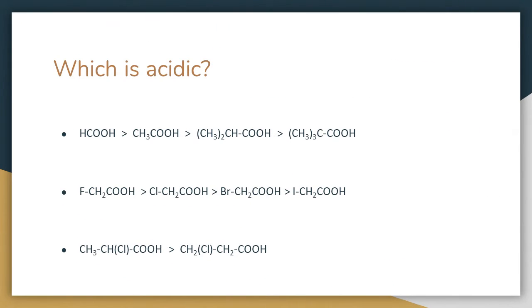Now let us see some of the examples. The first one, what we have here is formic acid, acetic acid, propionic acid and butanoic acid.